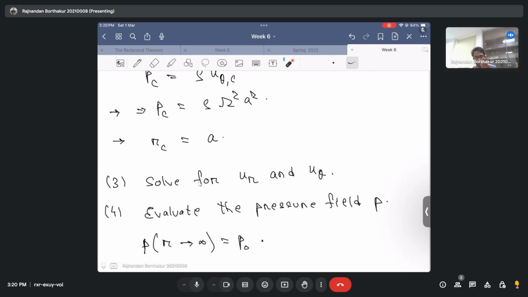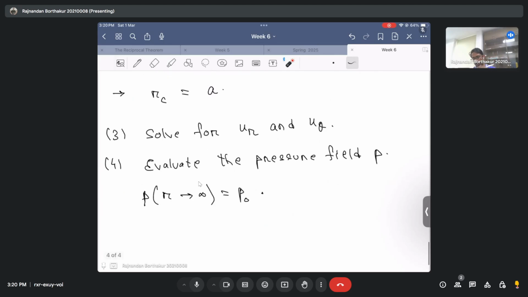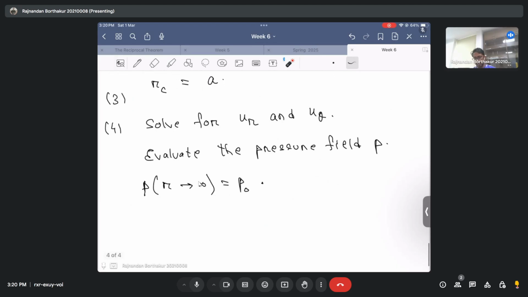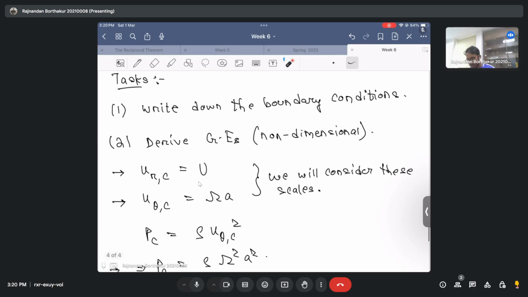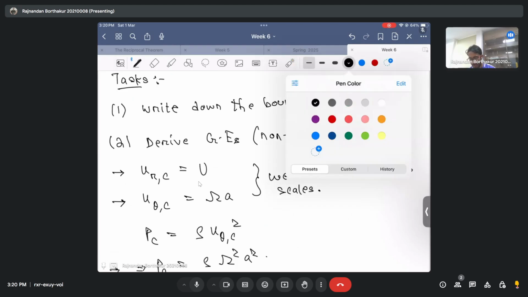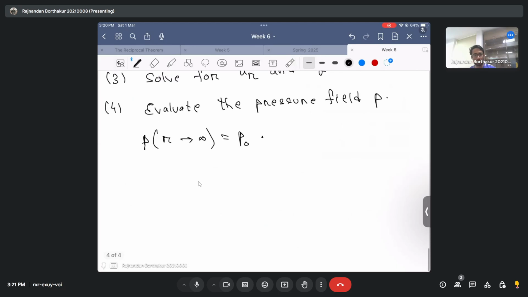And once we are done with solving the flow fields, they have also asked us a more important thing: to evaluate the pressure field, saying that my pressure goes to some constant P naught far away from the vicinity of the cylinder. So far away from the cylinder, my pressure is just P naught. That is something that they have stated. So these are the tasks that we will do, and we will start these tasks very systematically, one by one. I hope it is clear what the objectives are.